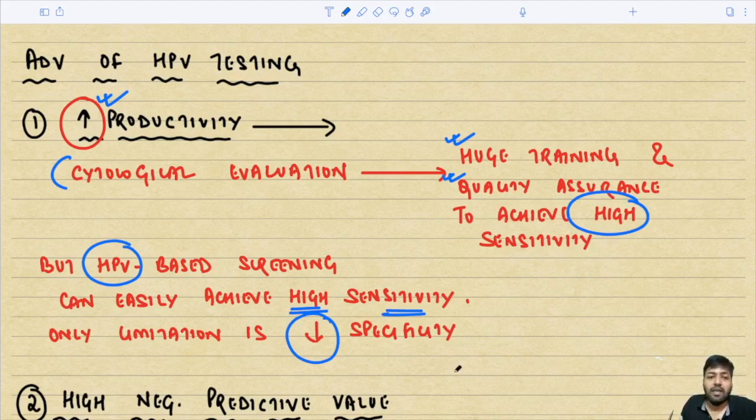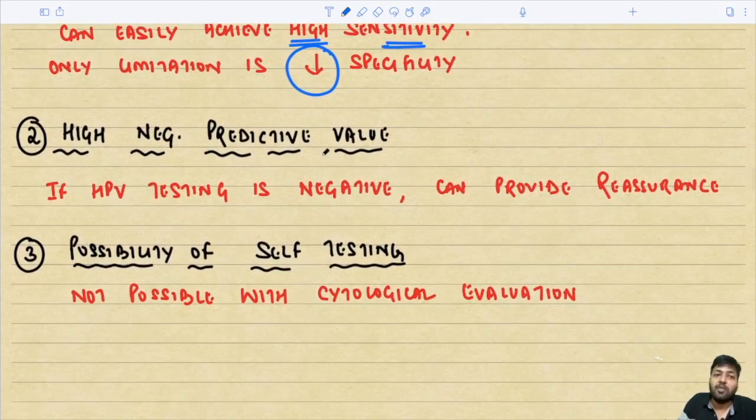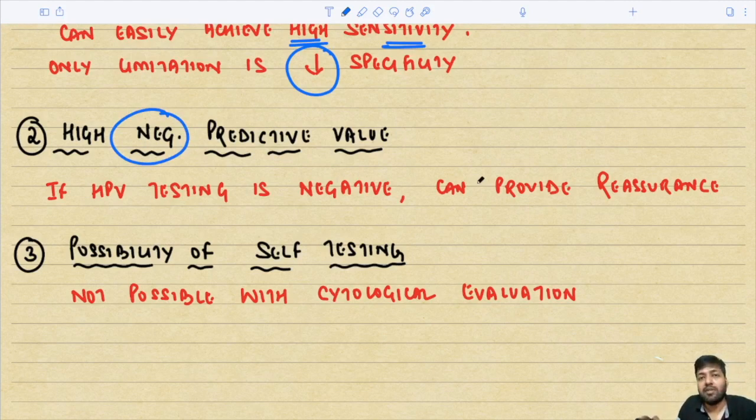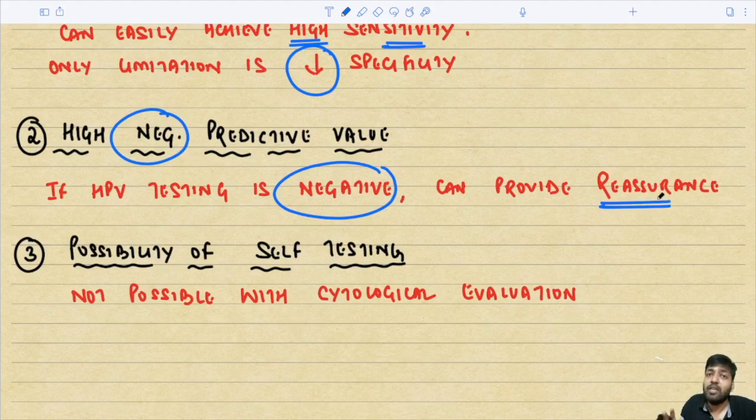Okay. Next, as I told you, the HPV testing has a high negative predictive value. So see, if you are getting a positive molecular test of HPV, that is not that important, because you may or may not have the disease. But if you are having a negative HPV testing, then it is sure that you are not having the abnormality. This is the importance of the molecular testing of HPV. So a negative molecular test of HPV is very significant, because if HPV testing is negative, then it provides reassurance that truly you are not having the disease or any abnormality. That is why it is also used as a test of cure.